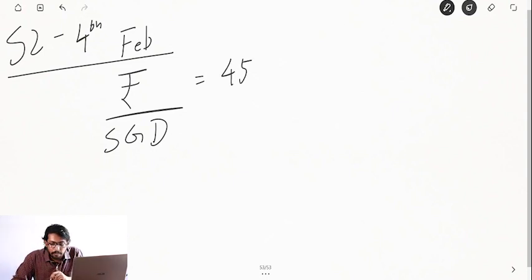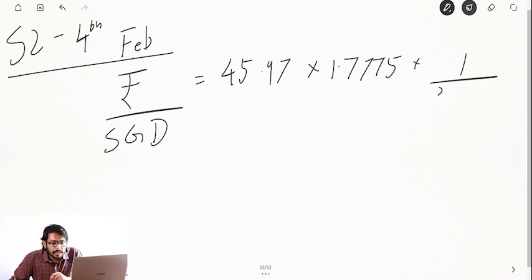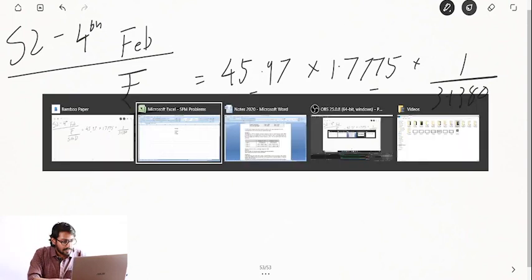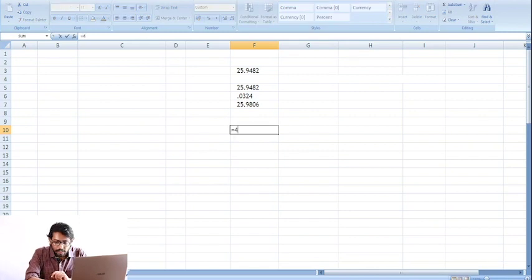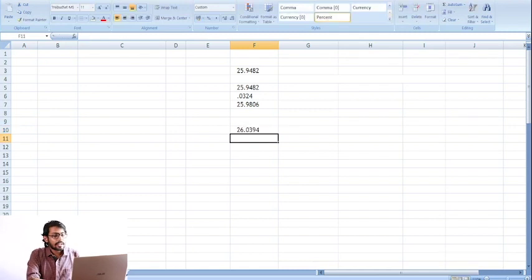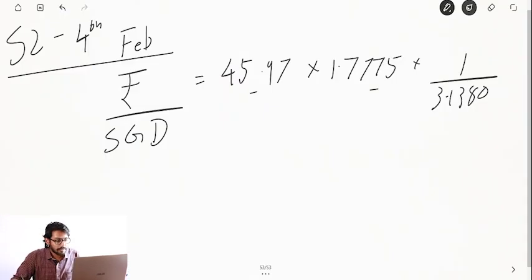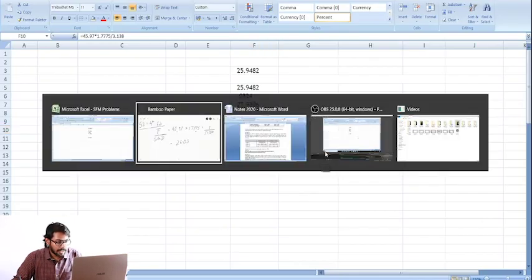So 45.97 into 1.7775 into 1 by 3.1380. Over there it was ask and bid. Here also it will be ask and bid. Multiply, divide, multiply, divide. Okay, let us do that very quickly. 45.97 into 1.7775 divided by 3.1380. You will get 26.0394.